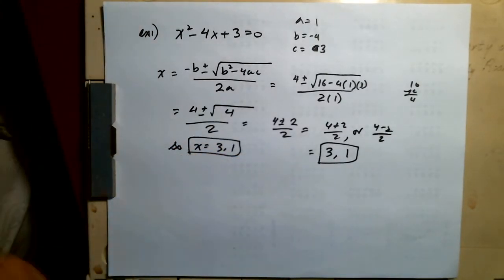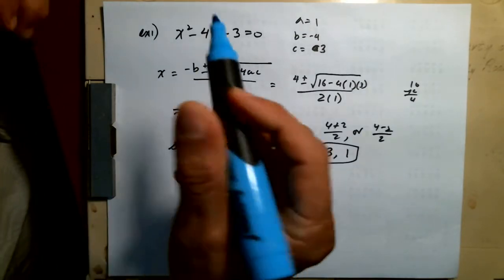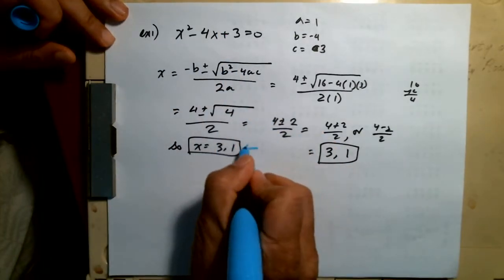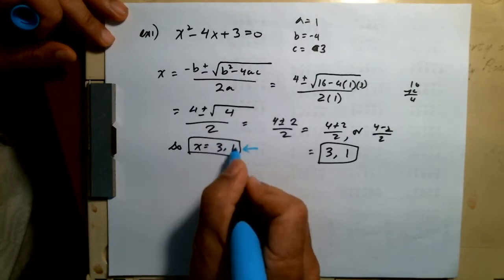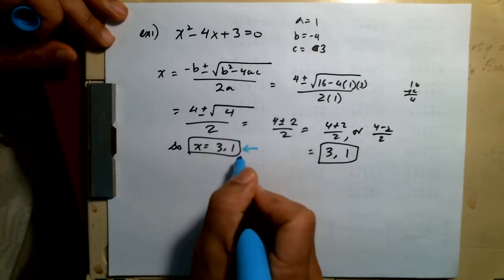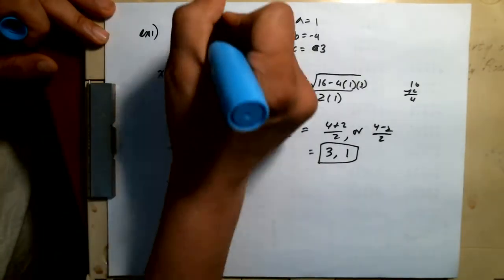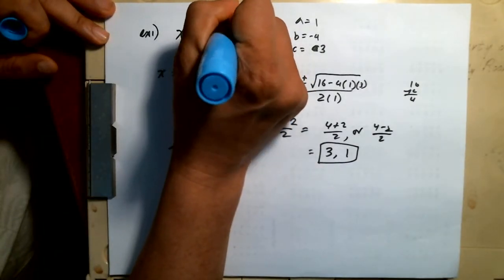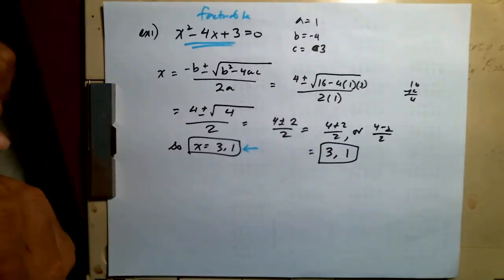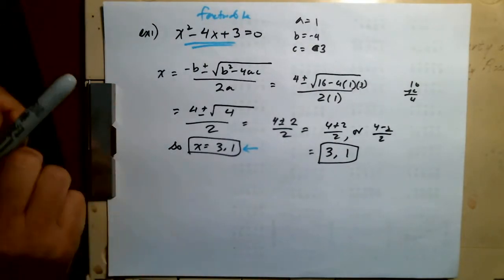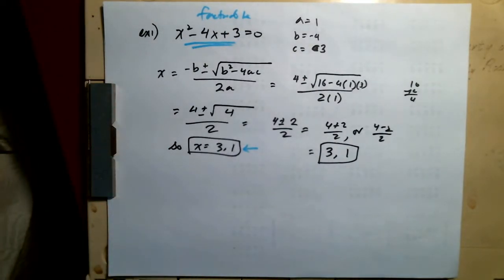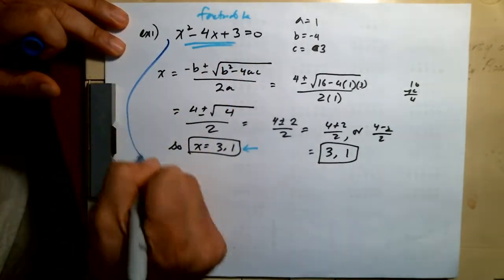Before we go on to the next problem, we want to go over this a little bit more in detail. The first thing you should notice is this right here. When you get a real nice answer, like 3, 1, nice whole numbers or integers, this is probably factorable. What do I mean by factorable? Let's try this problem one more time. I'm going to use blue this time, okay?